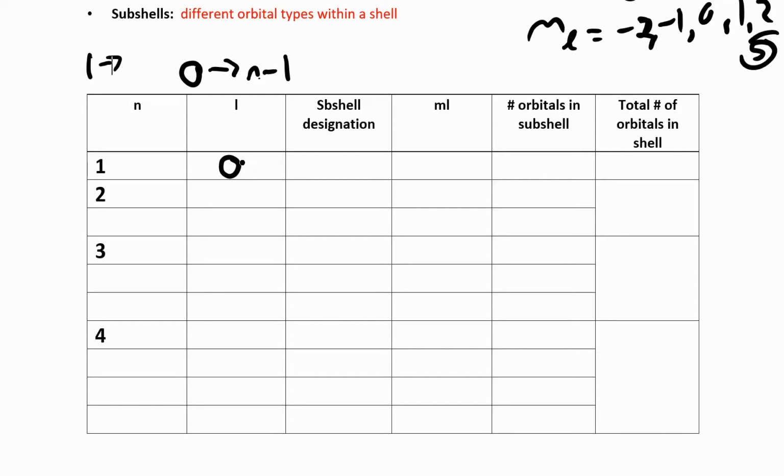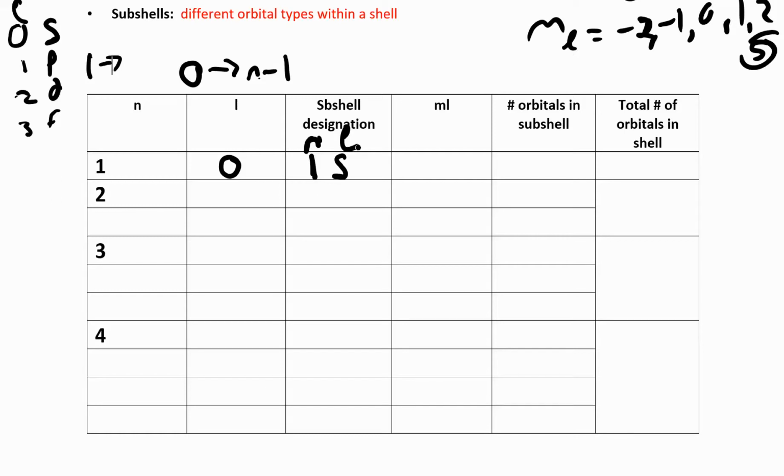My subshell designation has to do with the first 2 quantum numbers. So if I'm in energy level 1, I have a 1 here. My subshell designation is 1. And then since L is 0, I have an s orbital. Remember, if L is 0, I have an s orbital. If L equals 1, it's P. L equals 2, it's D. L equals 3, it's F. S, P, D, F. So that's what we're talking about here. So it's n, and then L.